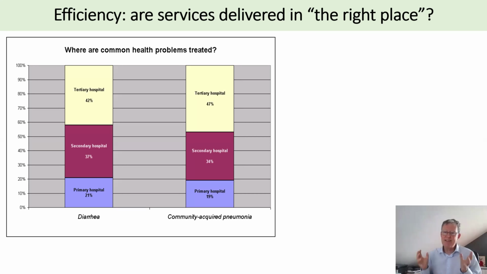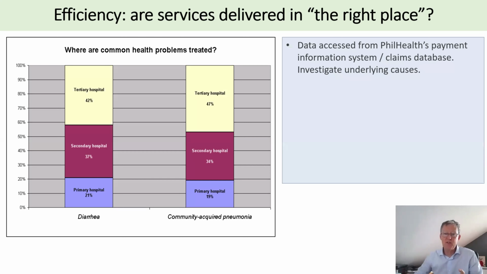Another key system level consideration from the perspective of efficiency is whether or not services are being delivered in the right place. The chart here, I put this together from a time when I worked with the Philippine Health Insurance Agency, and I took information from the claims databases on the facilities in which treatment for diarrhea and community-acquired pneumonia were being reimbursed. These are two conditions which are primary care sensitive, i.e. they should be treatable and are treatable, should be managed at the primary care level. What you see on both those is that almost half in both cases of those conditions were being reimbursed for treatments in tertiary level hospitals.